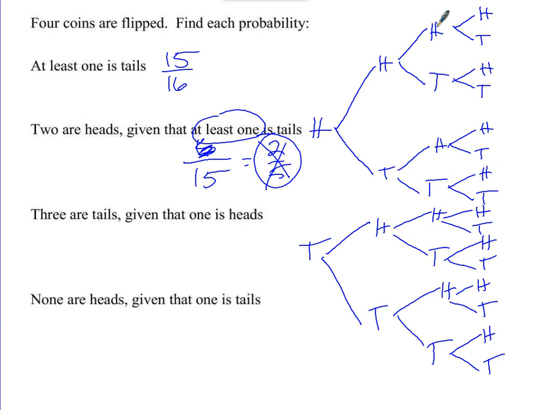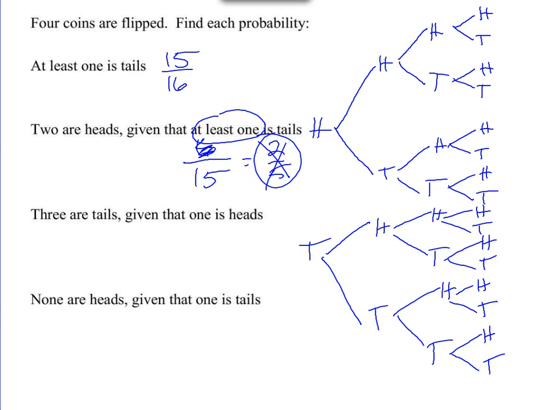So heads, heads, heads, tails works. That's 1. Heads, heads. But I can go tails, heads. No, that doesn't work. You have to have 2 heads and at least 1 tail.